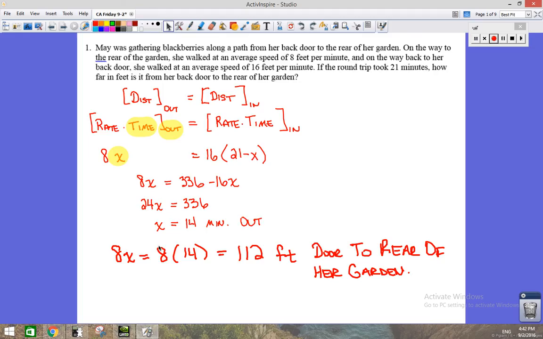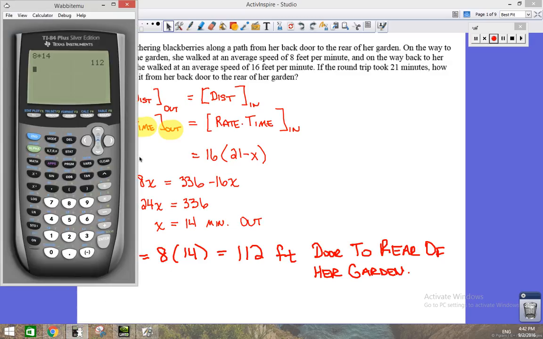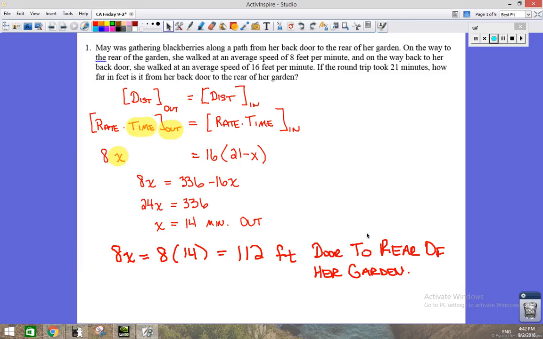The 8 times 14, she walked 112 feet out to the rear of her garden, then turned around and walked 112 feet back to her house. Had we plugged in the 14 on the right hand side, we would have had 16 times, 21 minus 14 is 7. You can see that's also 112. All right. Now there's another way that we could do this problem, so let's illustrate it.